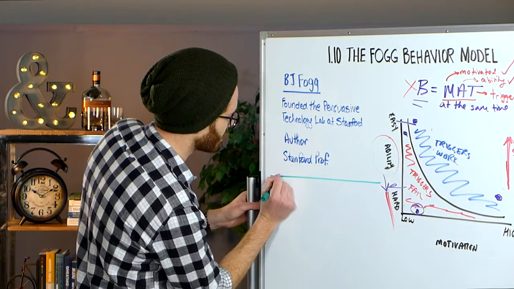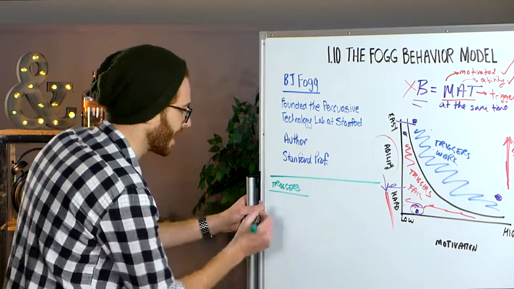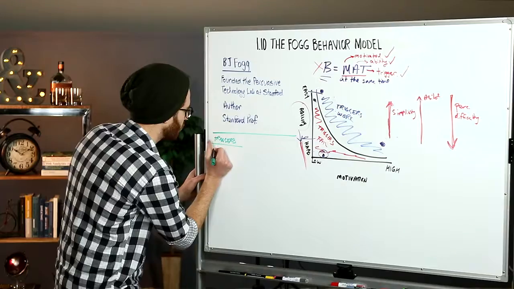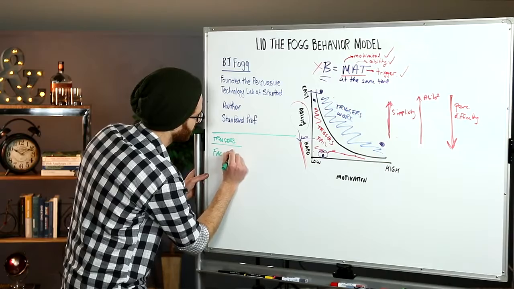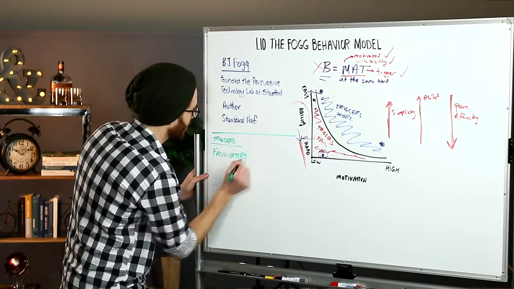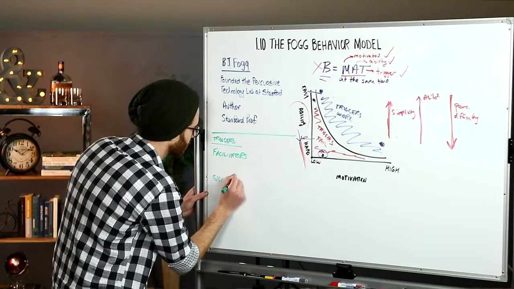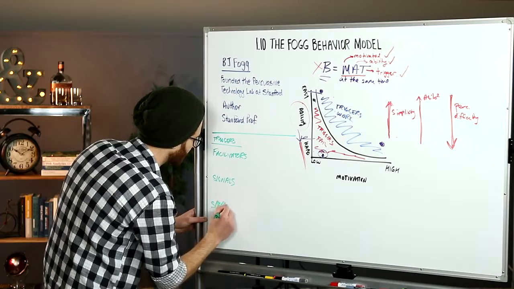So you have triggers. There are 3 main types of triggers. And I'm not making this stuff up, this is all the Fogg behavior model. You have facilitators, you have signals, and you have sparks. Really, the sparks should be above signals, but it's okay.